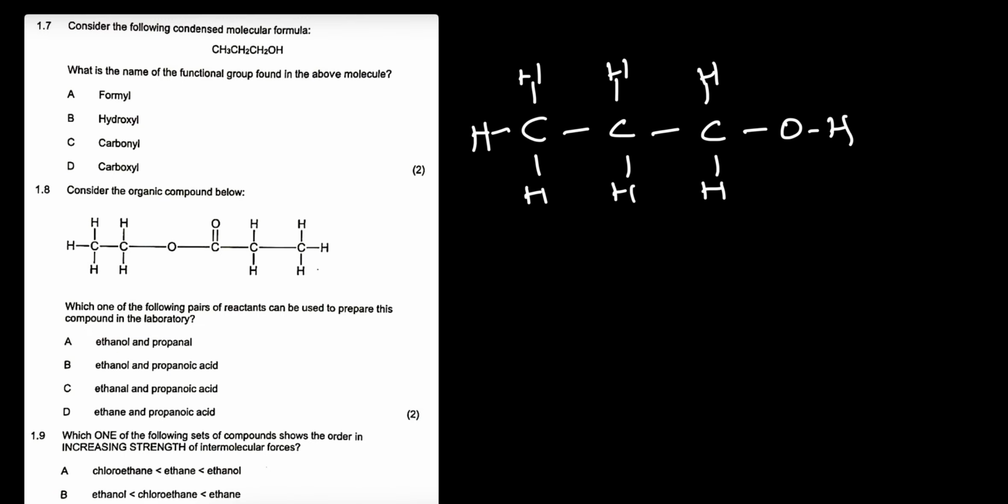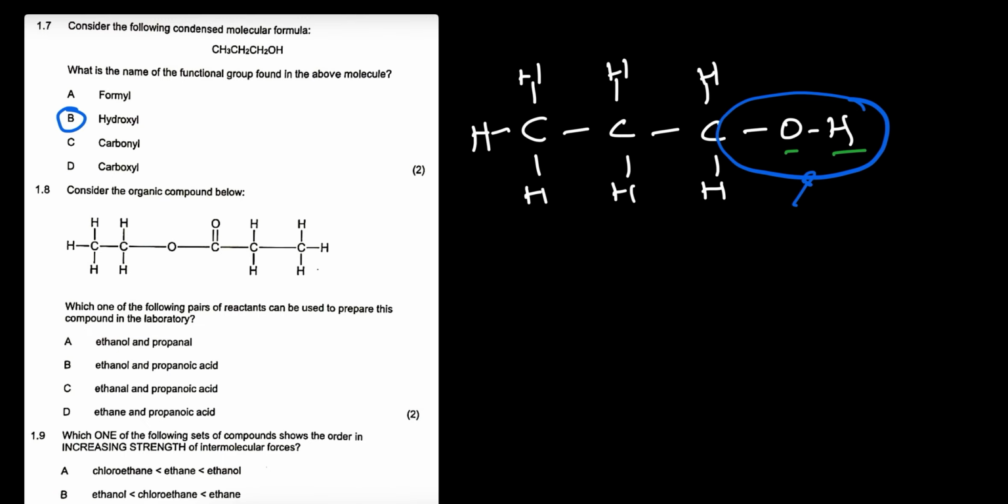From this, I can clearly see I'm having an alcohol, and the name of this is going to be propanol. The question says, what is the name of the functional group found in the above molecule? Remember, the functional group of an alcohol is represented by this OH. From the OH, you can clearly see you have hydrogen and oxygen. The name of that functional group we call hydroxyl. So the suitable answer here is B, because this is hydroxyl. The alcohol has OH, which is a functional group.